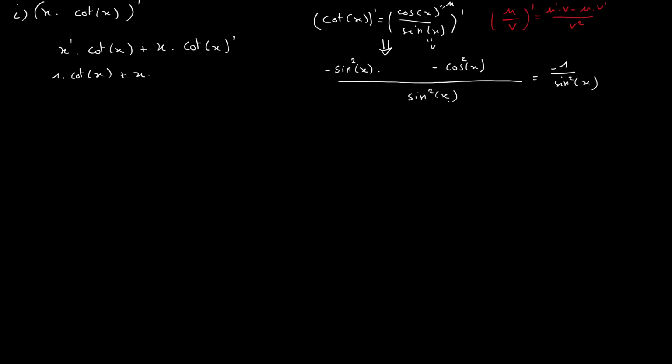Now we know the derivative of a cotangent. We have done some derivatives on cosine and sine. We can bring it back in and say x times minus 1 over sine squared of x. And there you can leave it. So the derivative is equal to that.